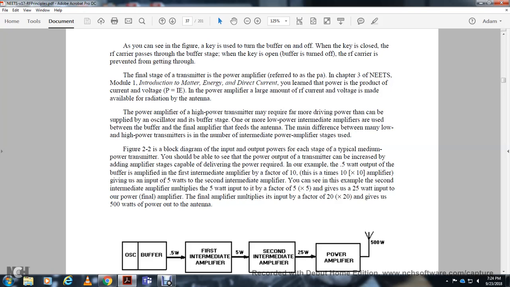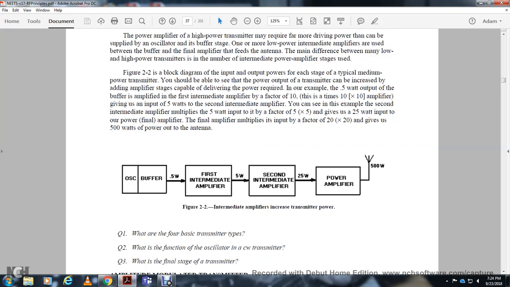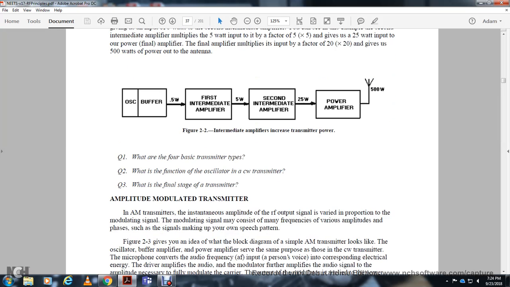input 5 watt to the second intermediate amplifier. You can see in the example the intermediate amplifier has a 5 watt input multiplied by a factor of 5, which gives you 25 watts of power. The final amplifier multiplies the input by a factor of 20, and 20 times 25 gives you 500 watts power out of the amplifier. So the oscillator buffer is half a watt, the first intermediate amplifier 5 watt, the second intermediate amplifier 25 watt, and the power amplifier 500 watt.